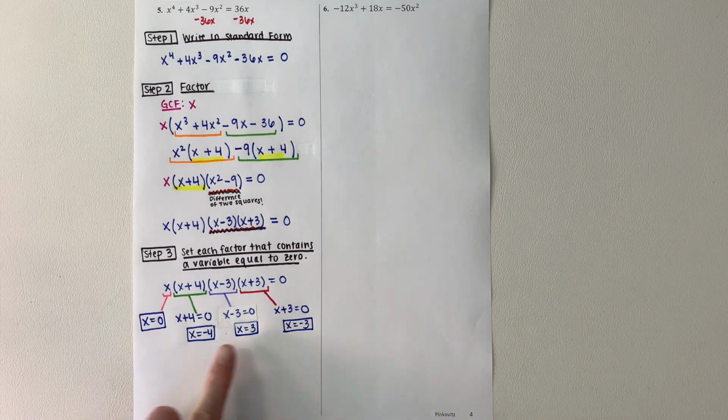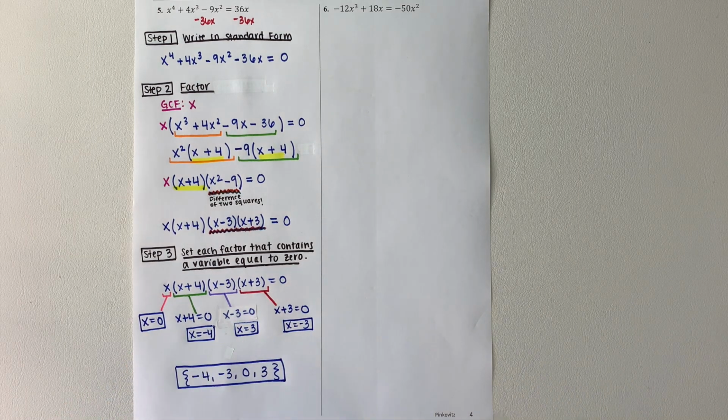So we have 4 answers here, and if we're asked to write our answer in solution set notation, our answer would look like this. And again, when you write your answer using a solution set, you are not required to write your answers in order from least to greatest, but that's how you'll commonly see the answers written in textbooks.